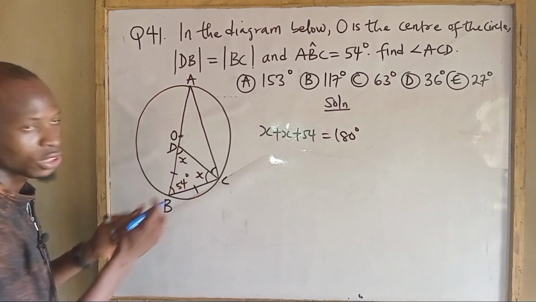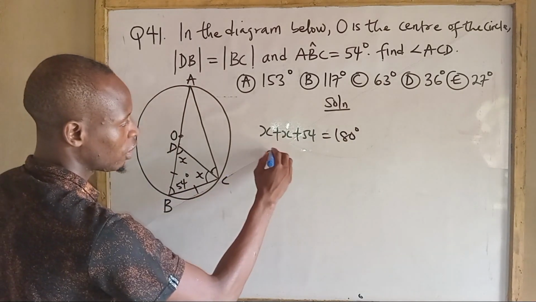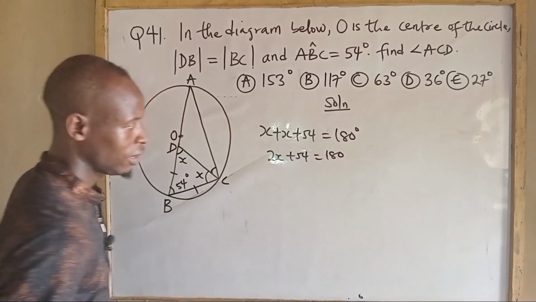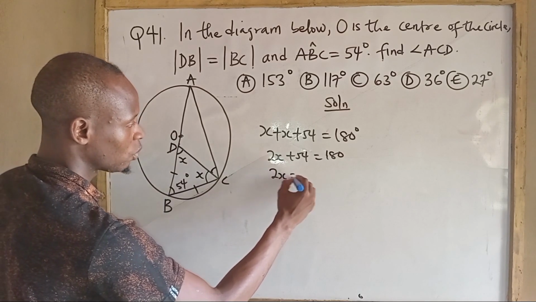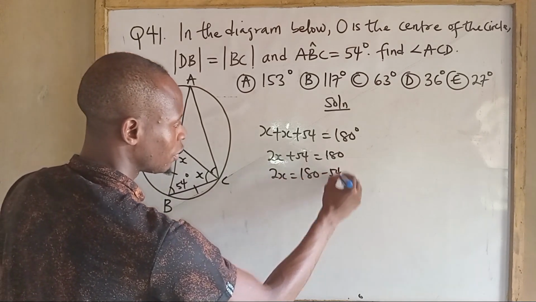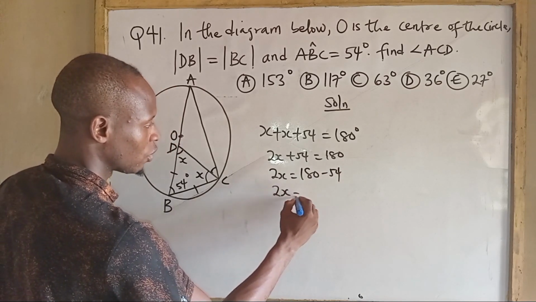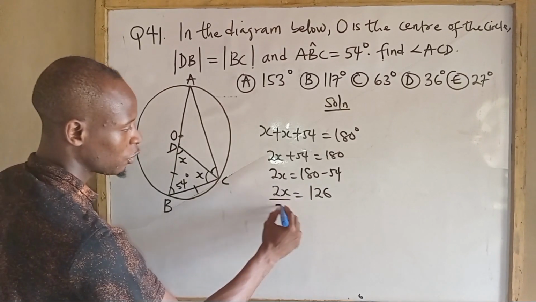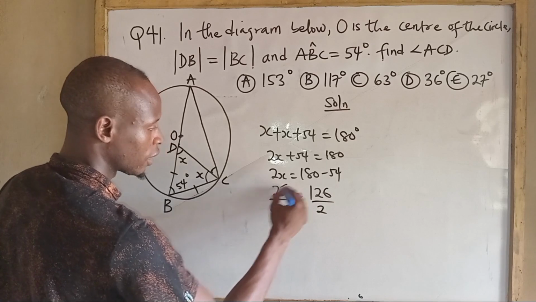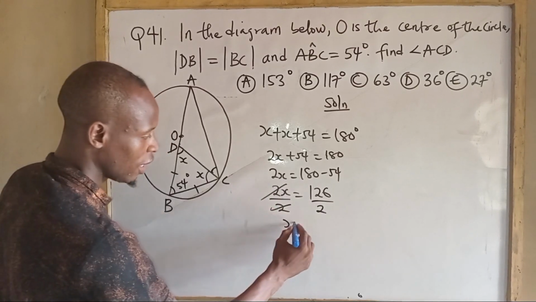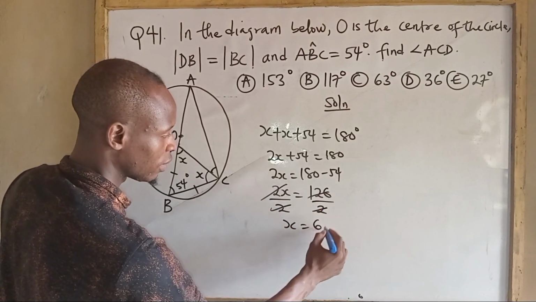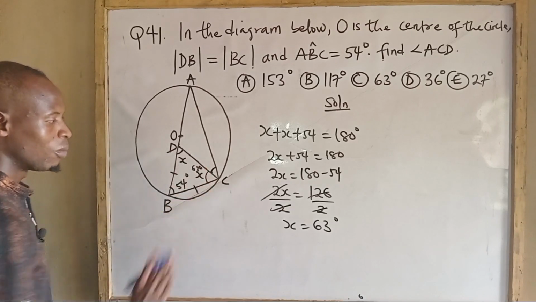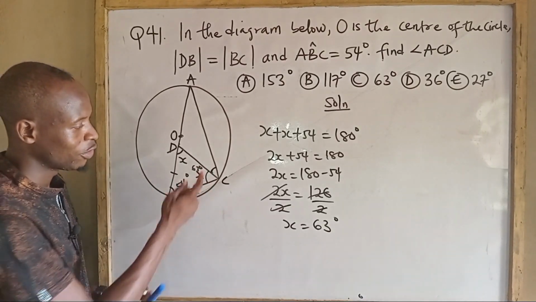That's the sum of angles in a triangle. So when you add this, you have 2x plus 54 is equal to 180, so 2x is equal to 180 minus 54. That should give you 126. Then we divide both sides by 2, and we have x equals 63. So we have this angle over here to be 63. But that is not what we are looking for. Don't forget we are looking for the angle over here.